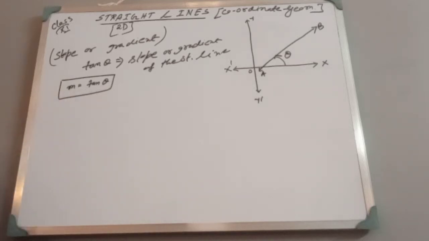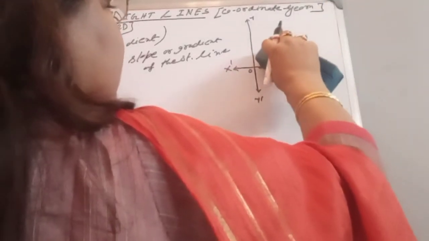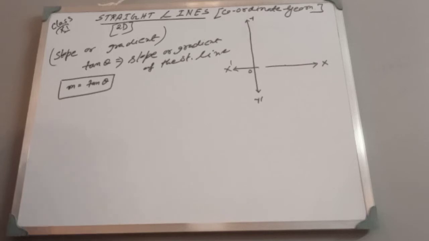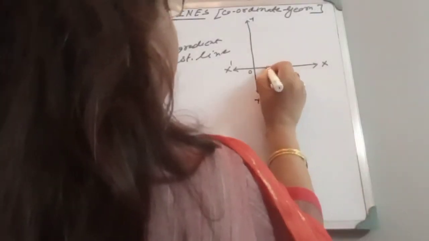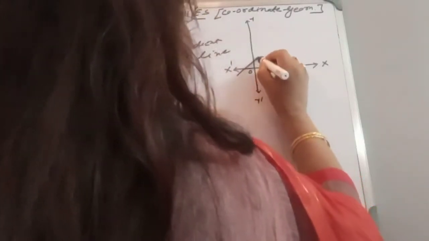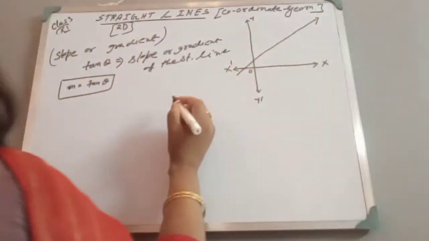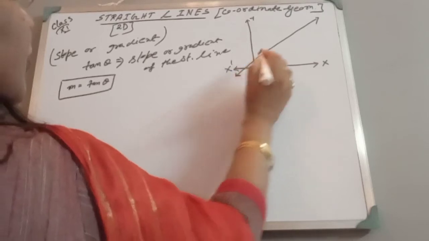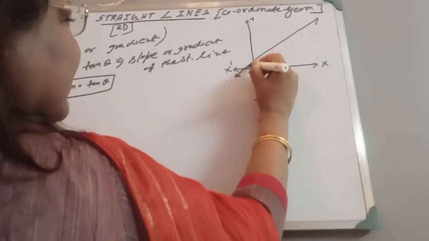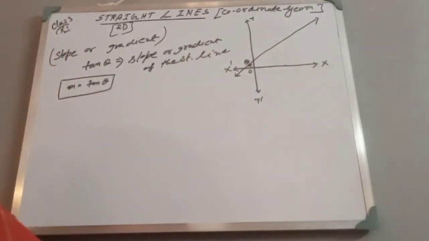Now, we have to find the value of tan theta. How to find the value of tan theta? Okay. We'll use the same axis. No need to rub this. I will rub only this part. Okay. Let us draw a straight line. A straight line drawn. Let this straight line make an angle theta here to the positive direction of x-axis.